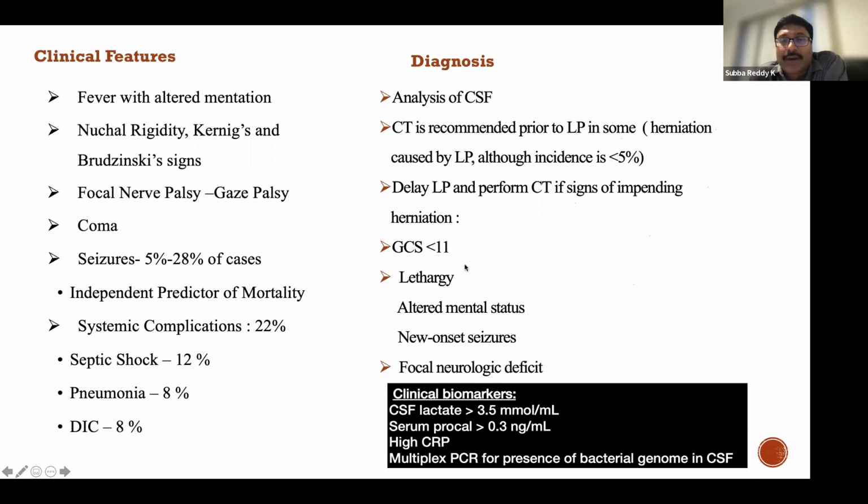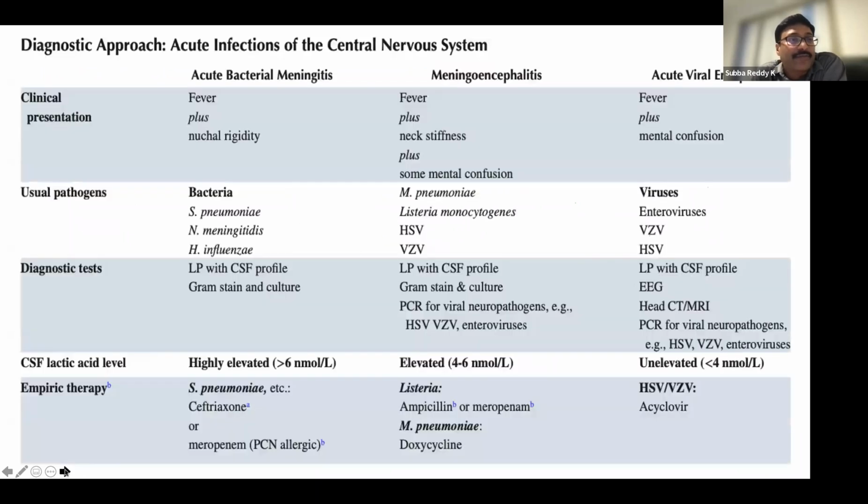So we know how to diagnose meningitis: analysis of CSF, and CT is recommended prior to lumbar puncture, but delay lumbar puncture and perform CT if there are signs of impending herniation. You can straight away go ahead with the antibiotics. And then we have clinical biomarkers: CSF lactate more than 3.5, serum procalcitonin more than 0.3, high CRP, and nowadays we're using multiplex PCR for presence of bacterial genome in the CSF.